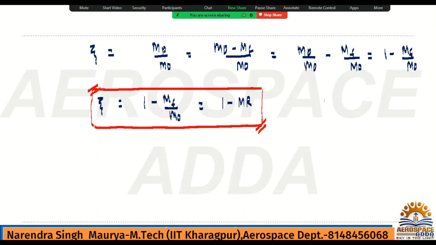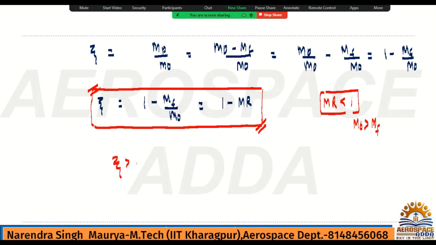Mr is always less than 1. Why is it? Because m naught is always greater than mf. What is m naught? It is before operation. So before operation, definitely the mass will be more, because the propellant mass is still there, but mf is after burning. So it is very important. Mr is always less than 1, because you can draw the plot also.